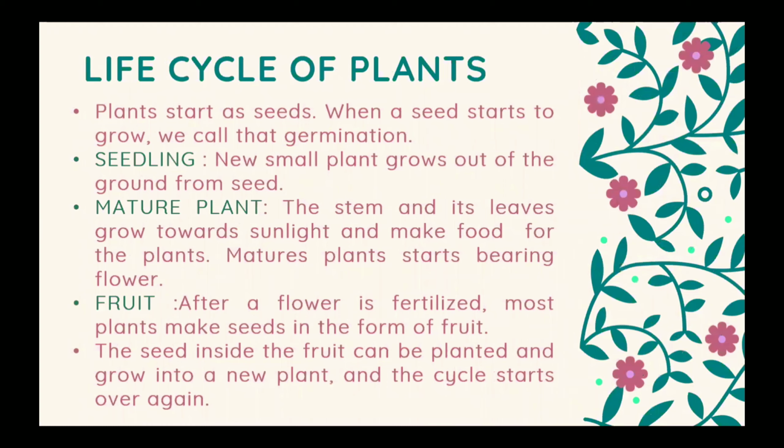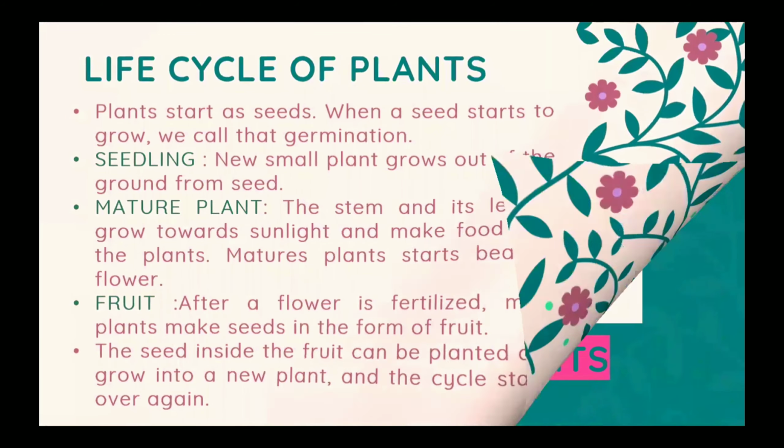Life cycle of a plant. Plants start as seeds. When a seed starts to grow, we call that germination. Seedling: a new small plant grows out of the ground from the seed. Mature plant: the stem and its leaves grow towards sunlight and make food for the plant. The mature plant starts bearing flowers. Fruit: after a flower is fertilized, most plants make seeds in the form of a fruit. The seed inside the fruit can be planted and grow into a new plant, and the cycle starts over again.